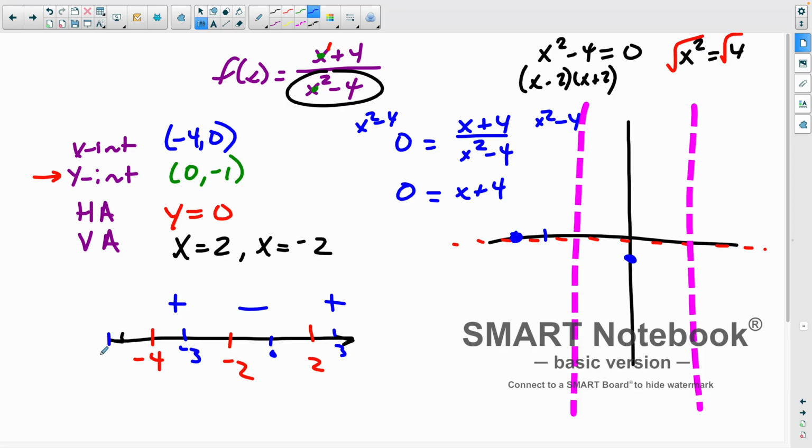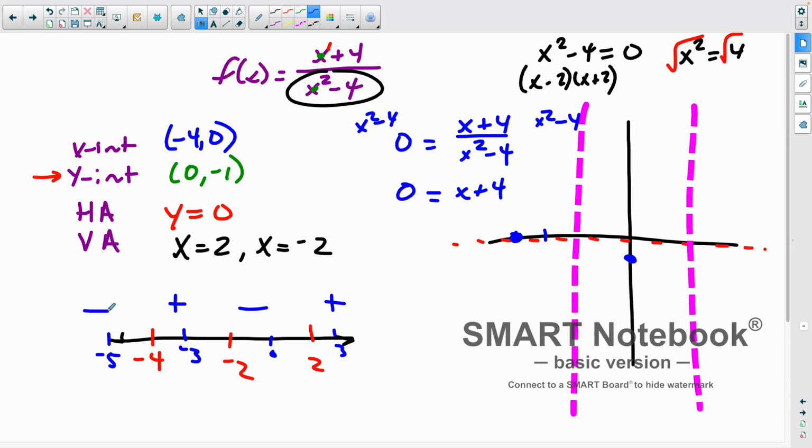I'm going to pick -5 over here. -5 goes in up there. -5 plus 4 is a -1, so I'm negative on top. -5 squared is 25 minus 4, which is a positive 21. So I got negative over positive, so I'm negative there. Okay? Now, my sign chart doesn't always have to switch. It could have 2 positives next to each other or 2 negatives. Right? In this case, it's just alternating. Okay? So let's do this.